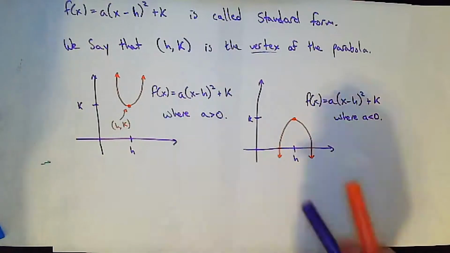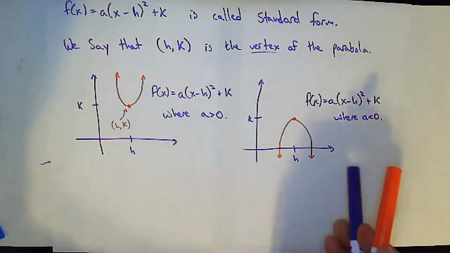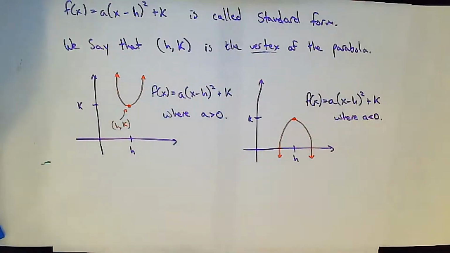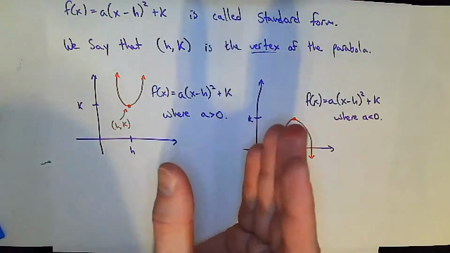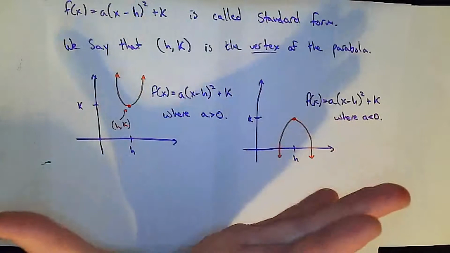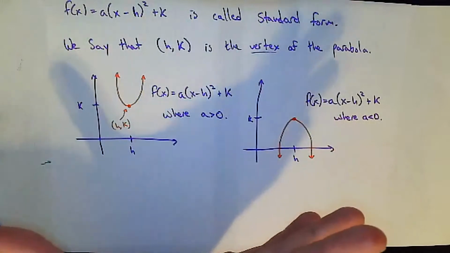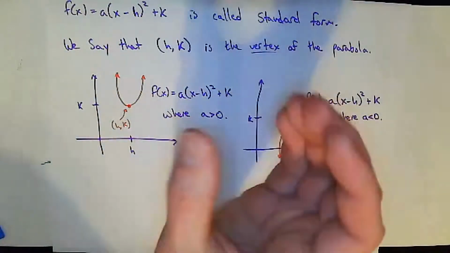I'm just showing you what these letters are doing, the h and the k and what the a does. So the h and the k control where the vertex is. And the a controls, you can't really see it here, how vertically stretched or vertically compressed the parabola is, and also what direction it's pointing, up or down.